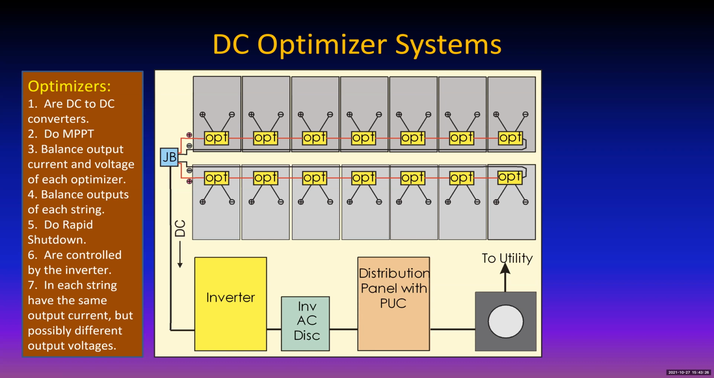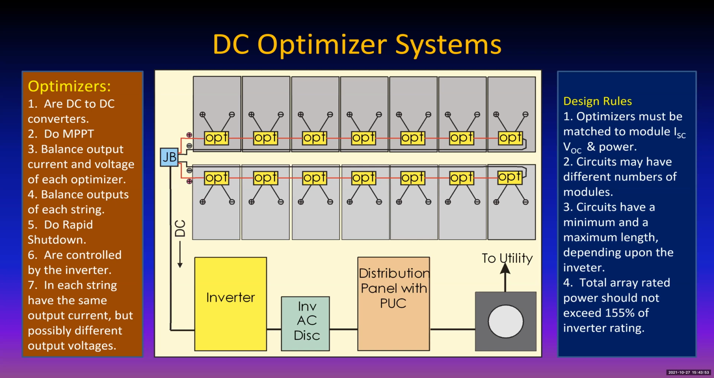Number 7 could be confusing, but all it's saying is that in each of the strings, the optimizers have to have the same output current, but they can have different output voltages. If the sunlight intensity on each of the modules is exactly the same, then each of the modules will have exactly the same output voltage as well. But if there's any variation in the performance of the module, it will be accounted for by the optimizer.